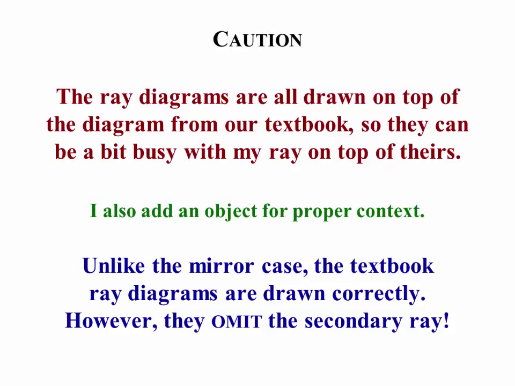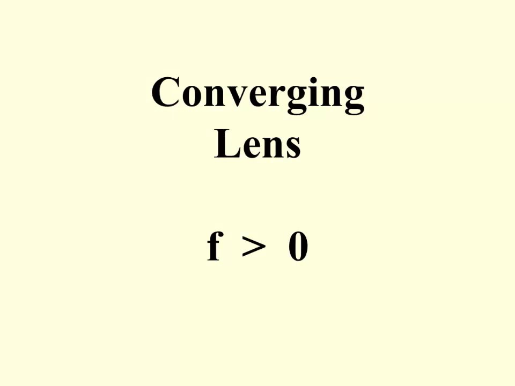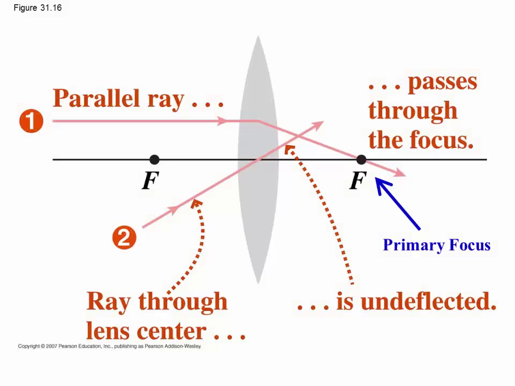Once again, I've drawn the pictures on top of the ones from the textbook, so sometimes they're a little bit busy. However, in this case, because the textbook diagrams are close to being drawn correctly, there aren't too many conflicts between what I'm doing and what they do. However, the big problem here is they omit what I call the secondary ray, so you only have two rays and no third ray that allows you to check your results. For a converging lens, where the focal length is positive, the textbook shows just these two rays, parallel to focus and the central ray, omitting the secondary ray.